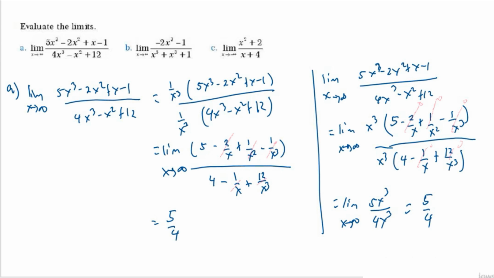Okay, for letter B, we have the given of the limit of negative 2x cubed minus 1 all over x to the fifth power plus x cubed plus 1 as x approaches infinity. So let me write the given here.